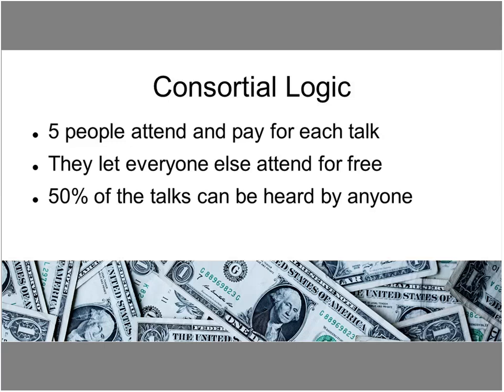The logic looks a bit like this. Let's say that in my situation of these talks per year, five people attend and pay their full amount to attend each talk, but they let all the other participants attend entirely for free, and they let anyone else in the world who wants to attend come in too. Now, this still means that we can only fund 50% of the talks if those prices remain the same. I'm not saying that this gets us extra money as a result of the situation, but it does change who can come into that room.